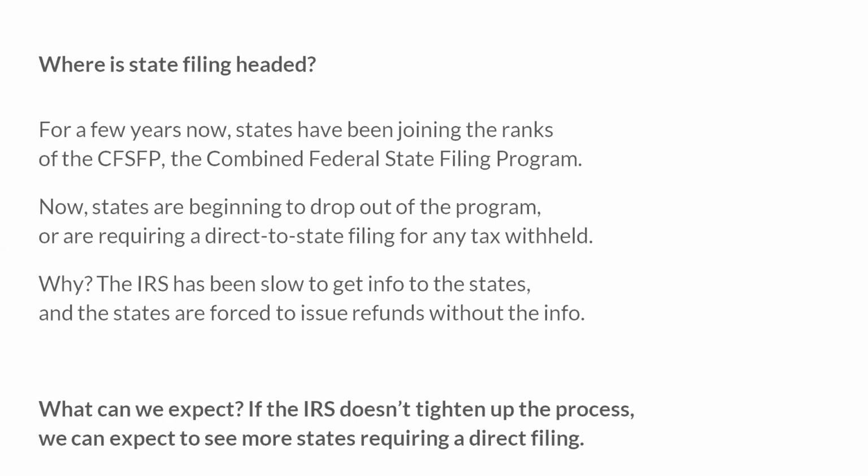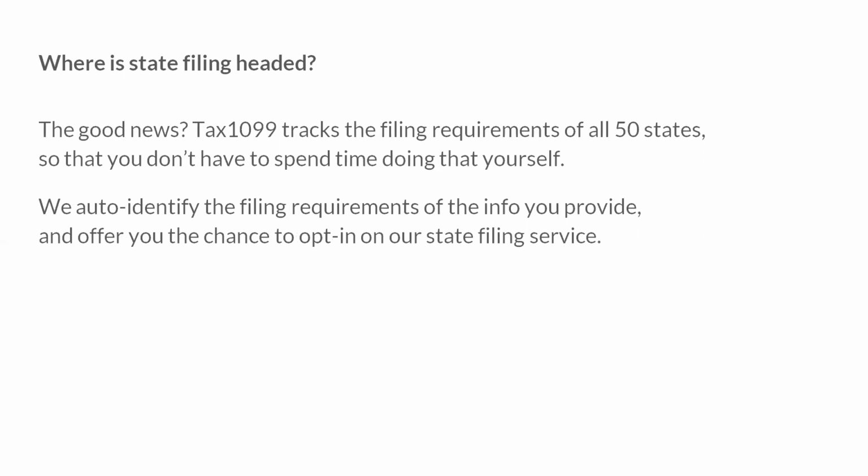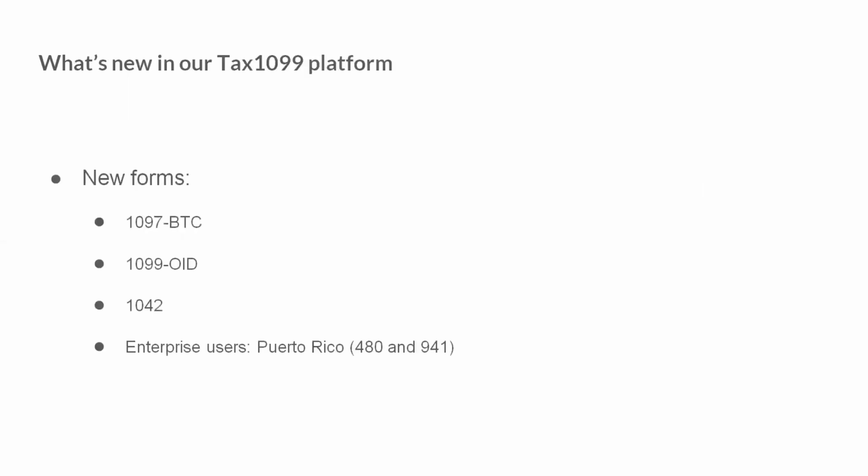For the most part, states are filing through the combined federal state filing program still, but some states are requiring earlier filing or separate filing because they're not getting the information as fast as they would like from the combined federal state filing program. So Tax 1099 does take care of all of that for you. We make that available for all of the different states that require a state filing so that you don't have to do that. We automatically identify the requirements of those states as you go through the filing process. And we'll see that as we go through and we look at the actual software here in a moment.